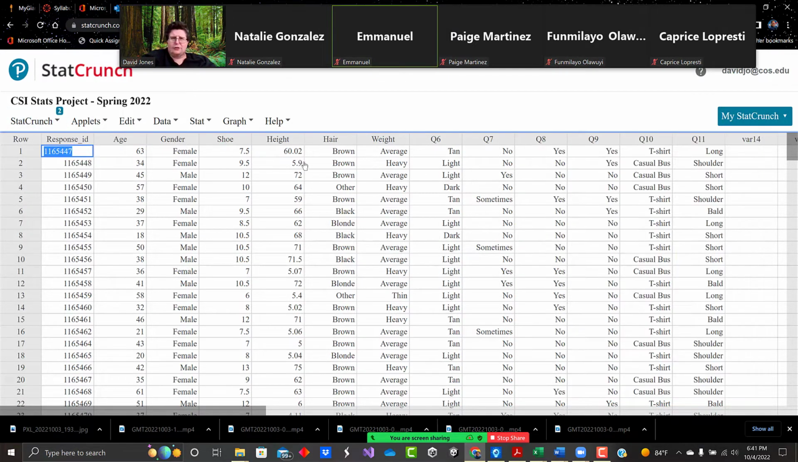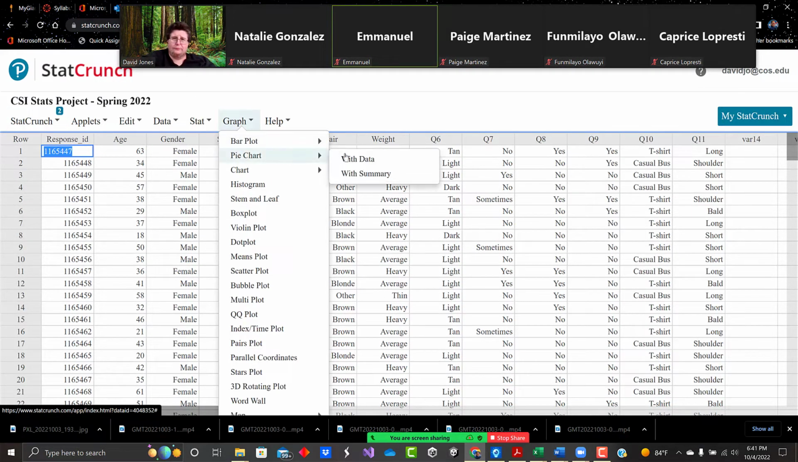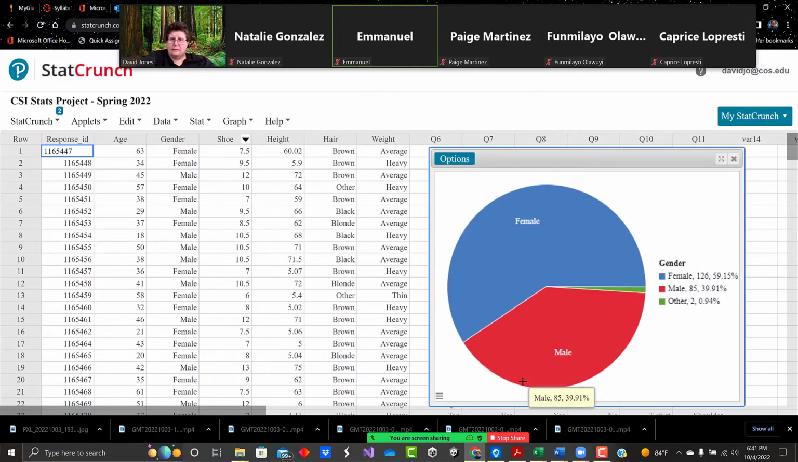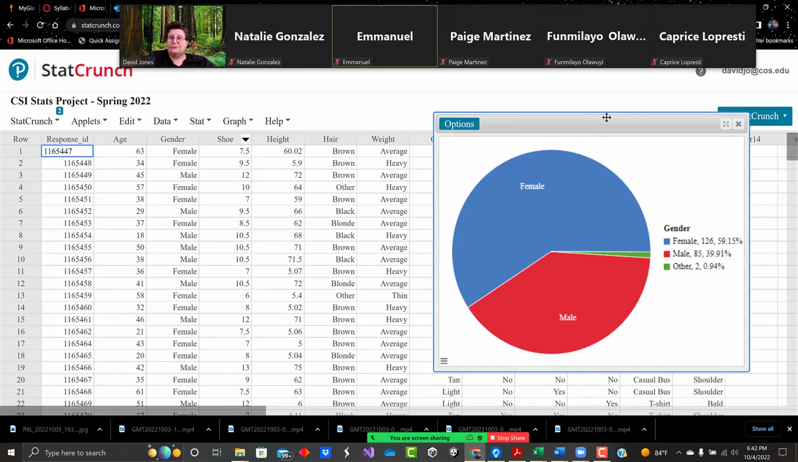And then you could also look at it as a pie chart with data, and we'll do gender again. I like pie chart because it gives me the total for each category and the relative frequency as a percentage, not a number. It just doesn't give me the total count. But I could get that by adding these 3 numbers up. So it's kind of useful too.